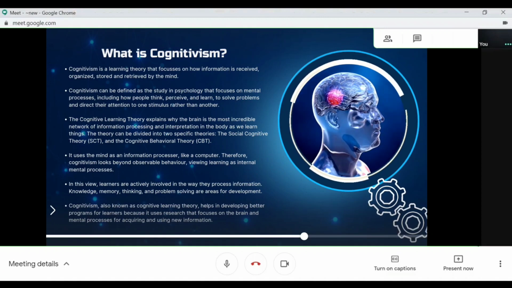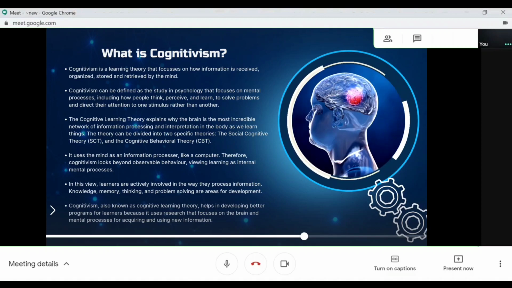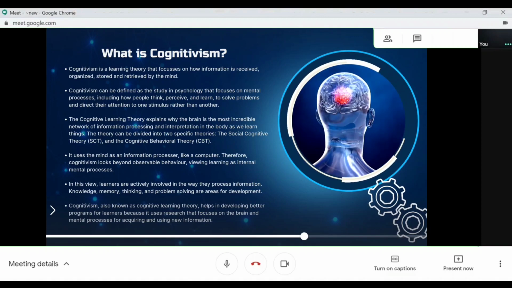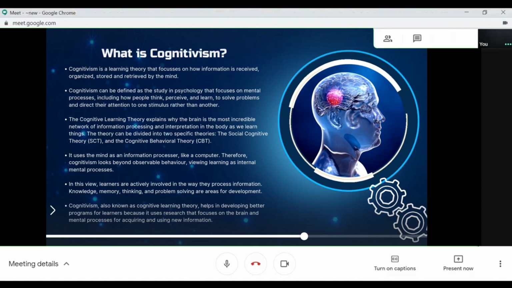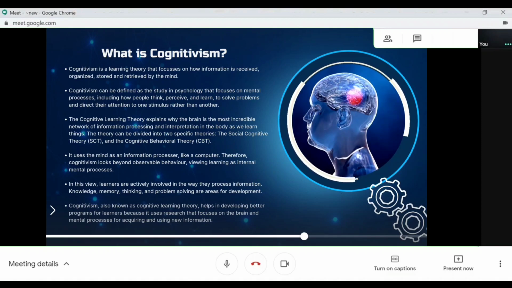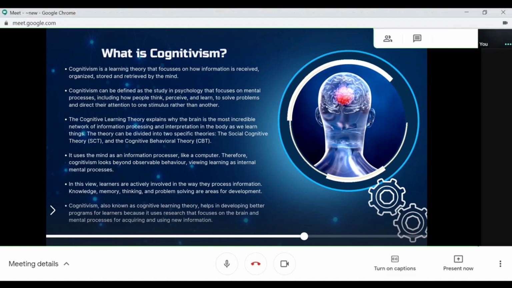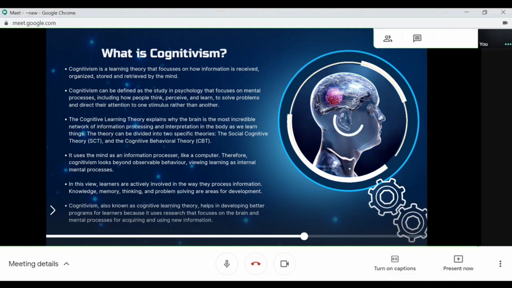Sabi nga kanina, for example, of things studied in this field are attention span, memory, reasoning, and other functions and actions of the brain that are seen as a complex mental process. The concept of learning itself is also an example of cognition.